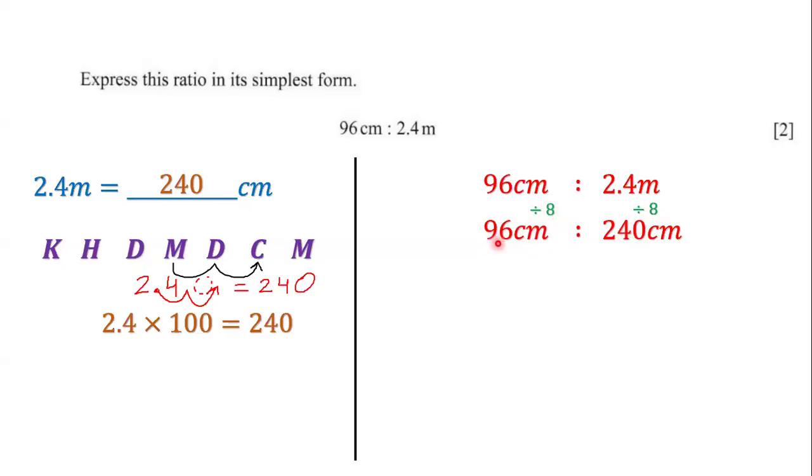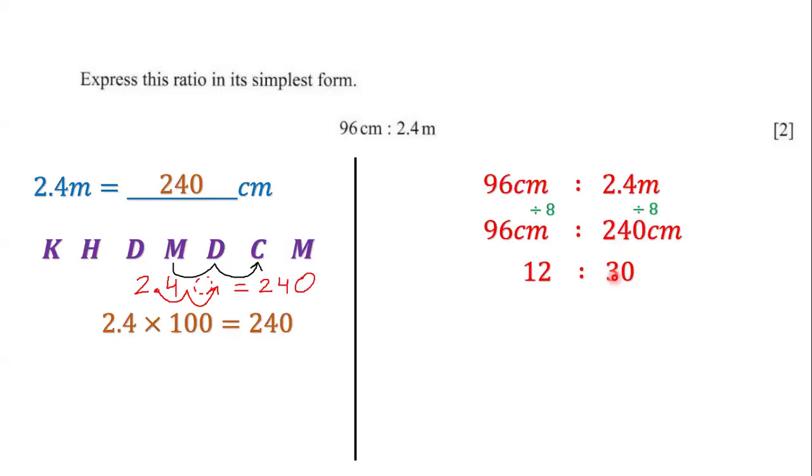Everyone here knows the 8 timetables, right? So you know that 96 is part of the 8 timetables. What is 96 divided by 8? That gives us 12. And what is 24 divided by 8? 3. So it's just going to be 30 because we have a 0 there. So now we have 12 to 30 and we're done. Nothing else to do.